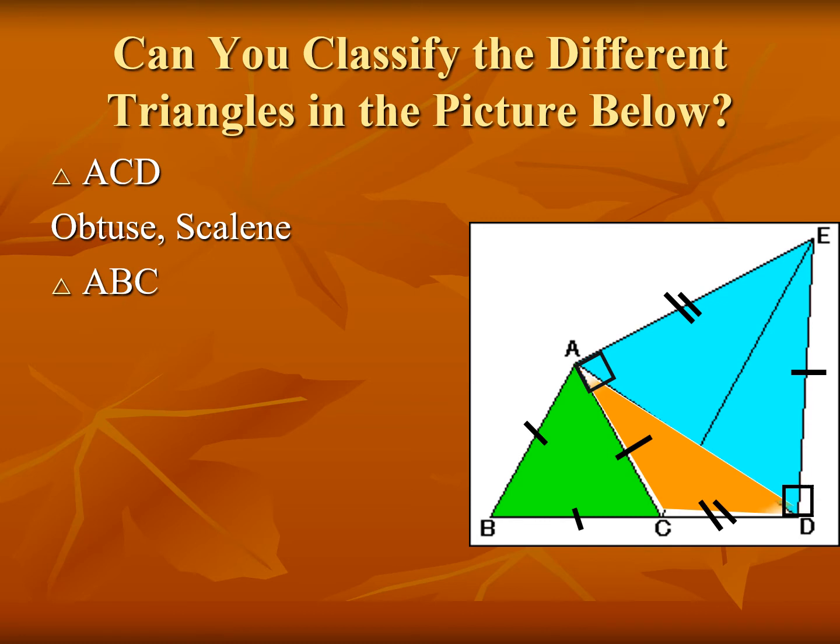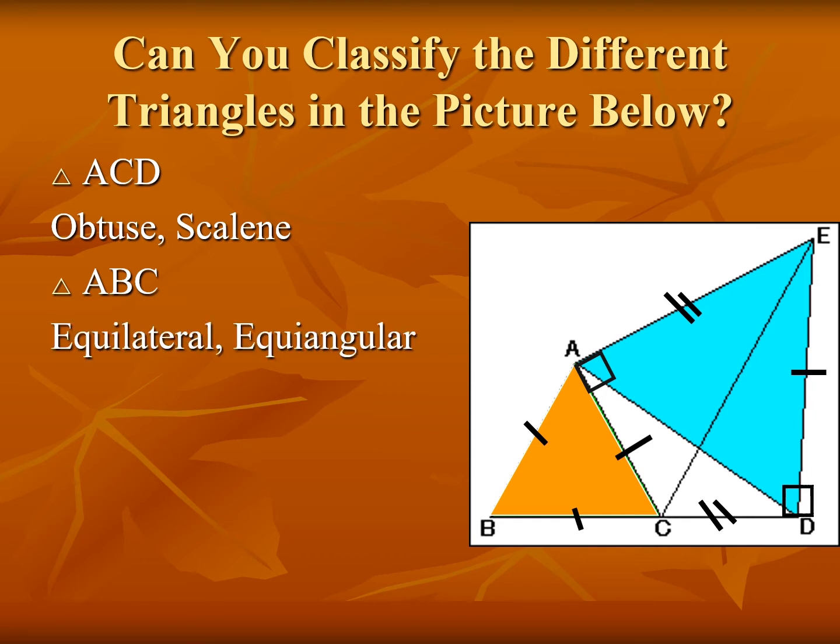Next, let's look at ABC right here. We got the marks. Look at the marks. If it's one, then it's automatically the other one too. Equilateral, equiangular. They go hand in hand every time.